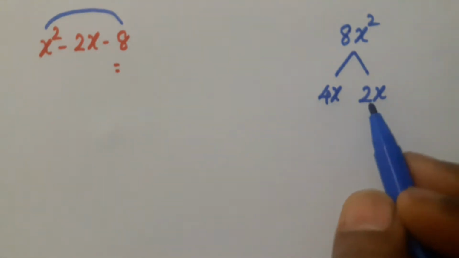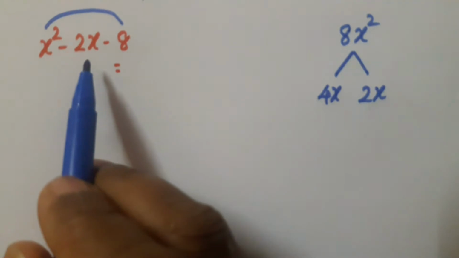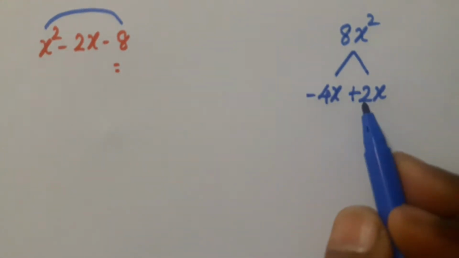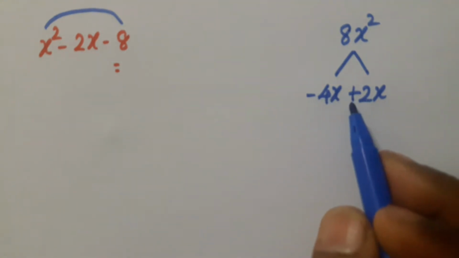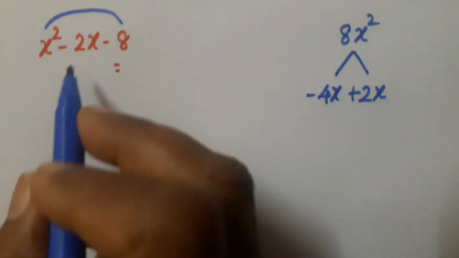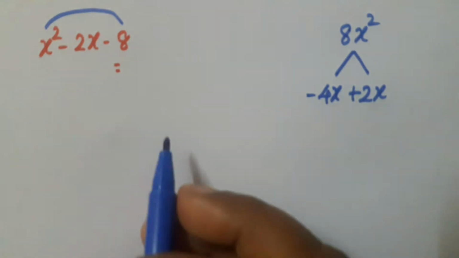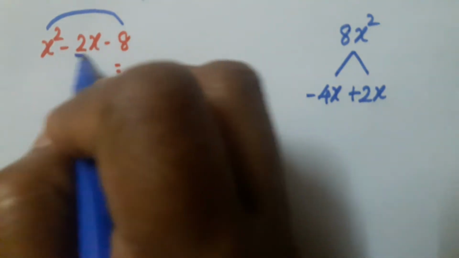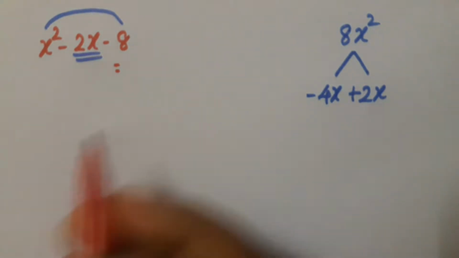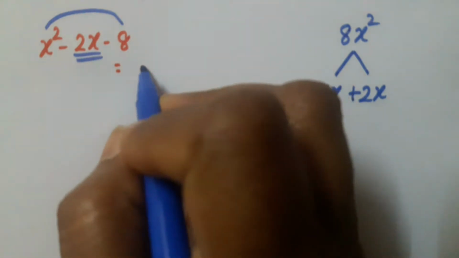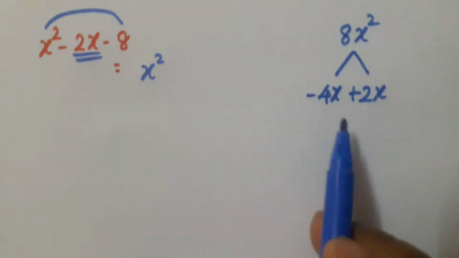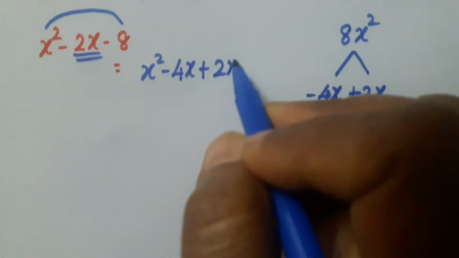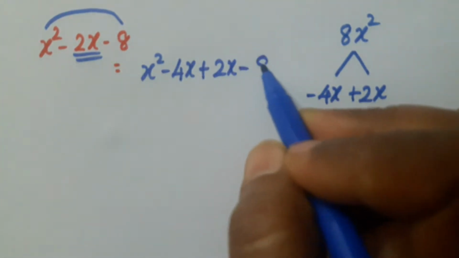The same 4x and 2x, if you add or subtract, you should get minus 2x. So we'll have minus 4x and plus 2x. Since we have different signs we are going to subtract, right? So minus 4x plus 2x gives minus 2x. Now our next step is, in place of minus 2x we are going to write these two numbers. So it is x square, in place of minus 2x I am going to write minus 4x plus 2x, then we have minus 8.